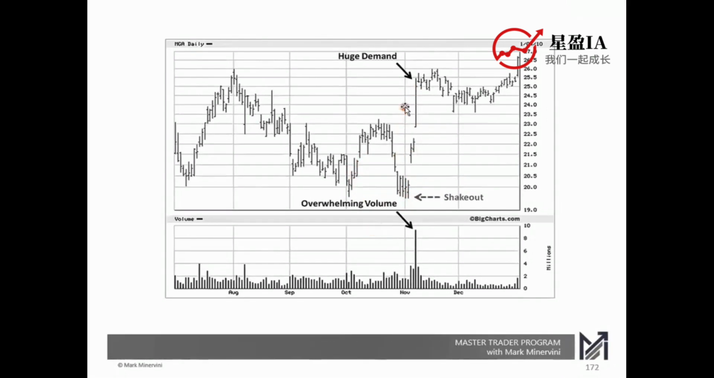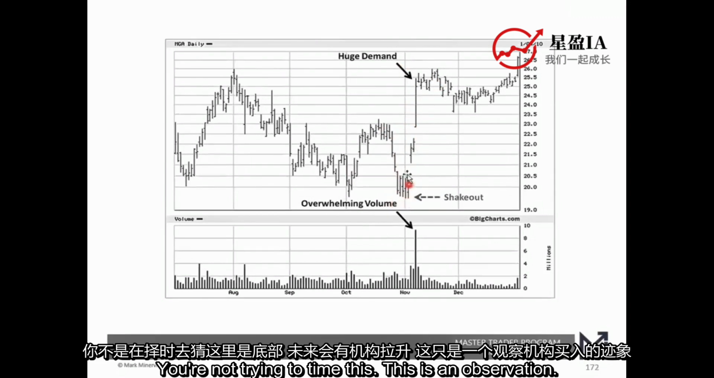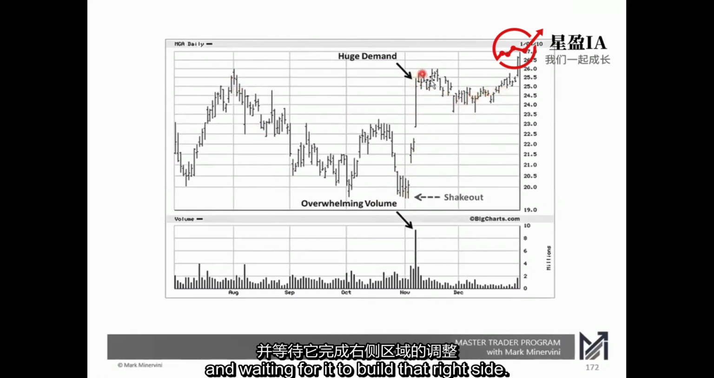They have an appetite. And now this isn't a ready-to-buy here. You're not trying to time this. This is an observation. This is something that you want to see within the base. You're actually looking to buy higher than this, and waiting for it to build that right side.